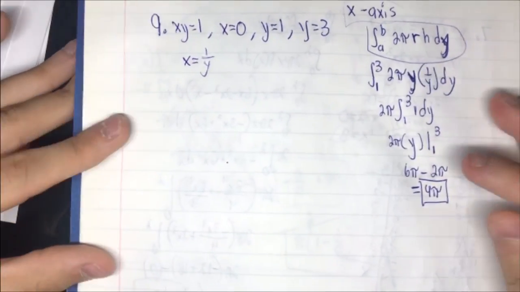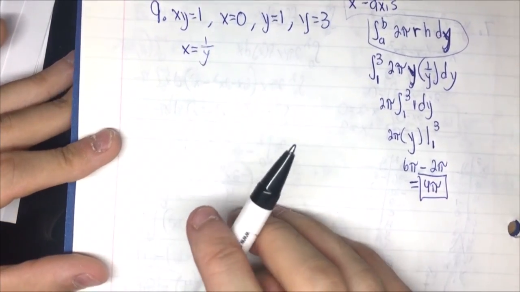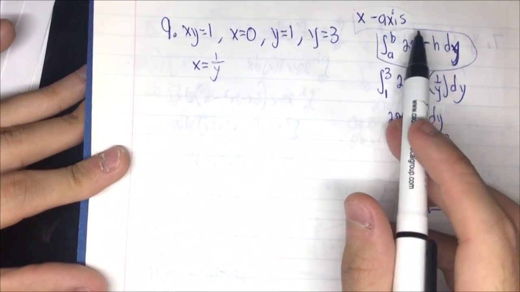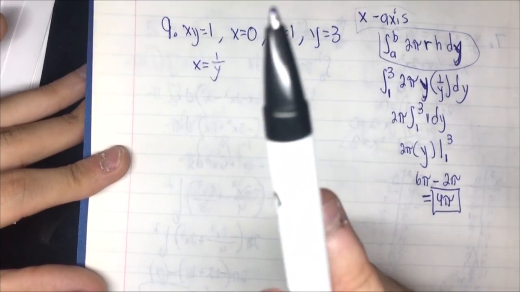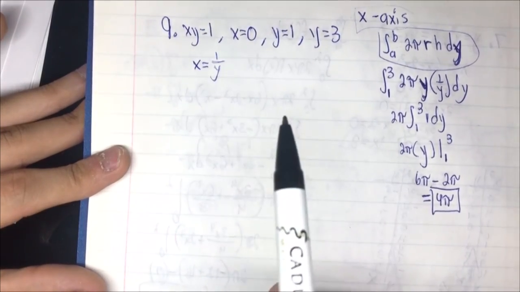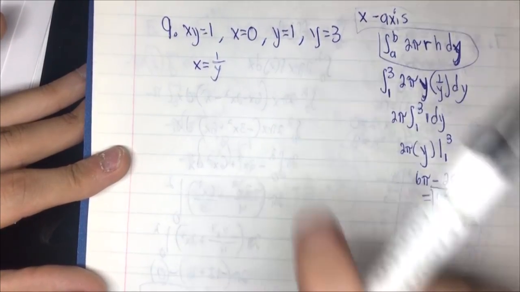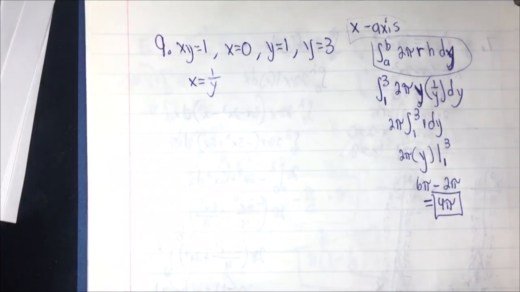And then the graph, I'm not going to do the graph, but since it's on the x-axis, that means it would be right minus left instead of top minus bottom. Top minus bottom is the y-axis. Cool. So that's the answer.